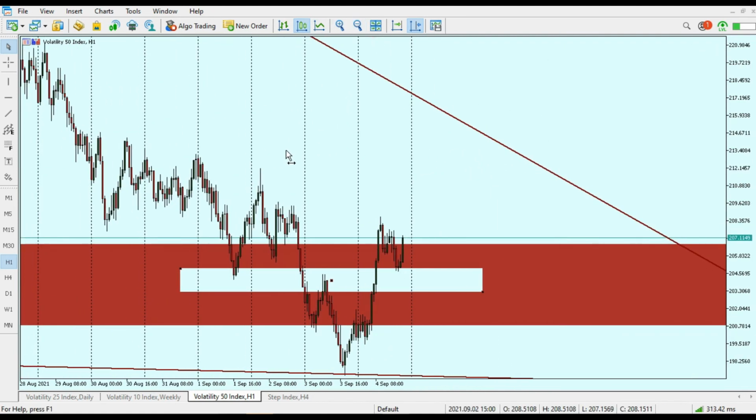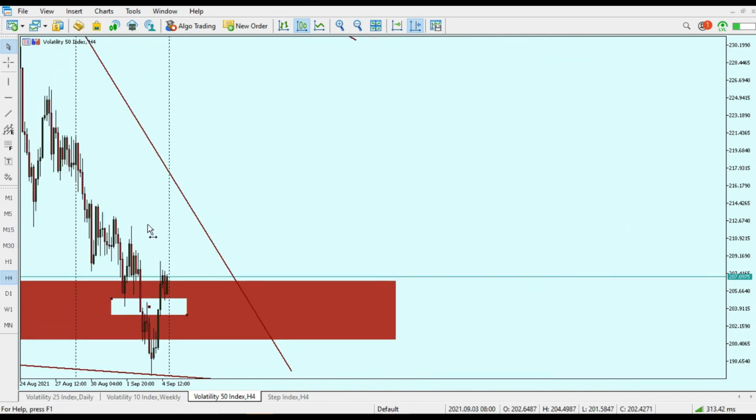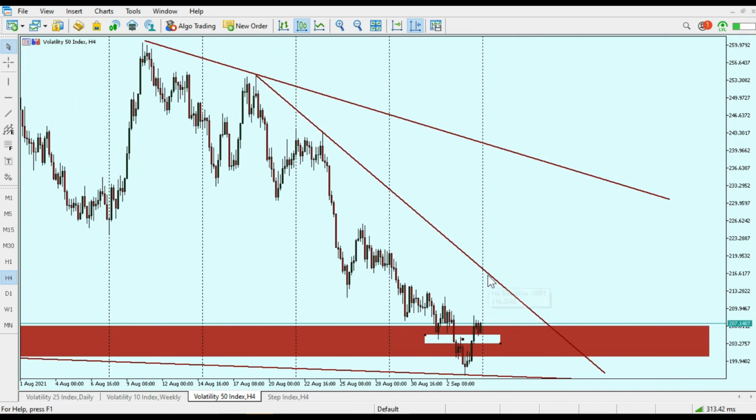So let's look forward, we might look forward to a break of this. We might look forward to selling it off as a retest or a break of this particular trend line to test this trend line, and then we might want to go bearish. So that's it for VIX 50.